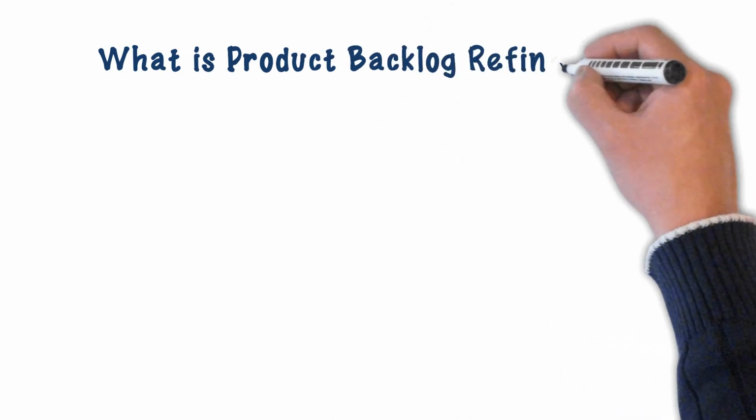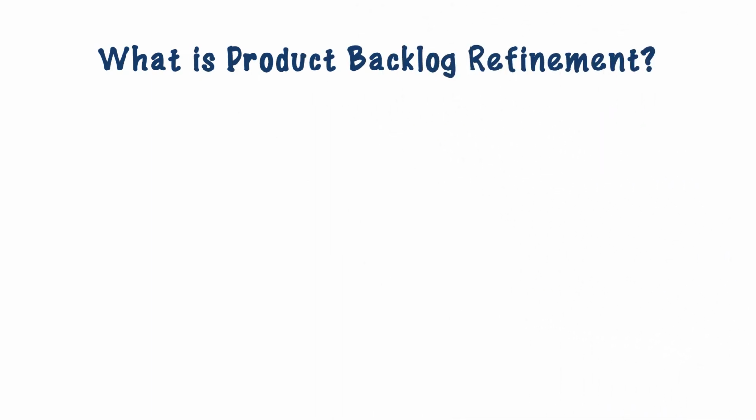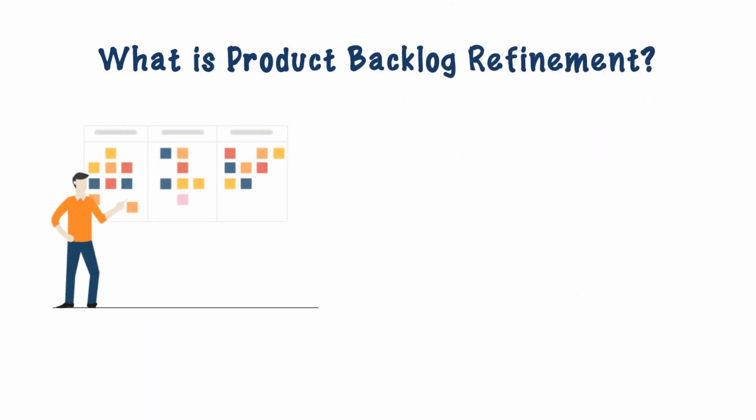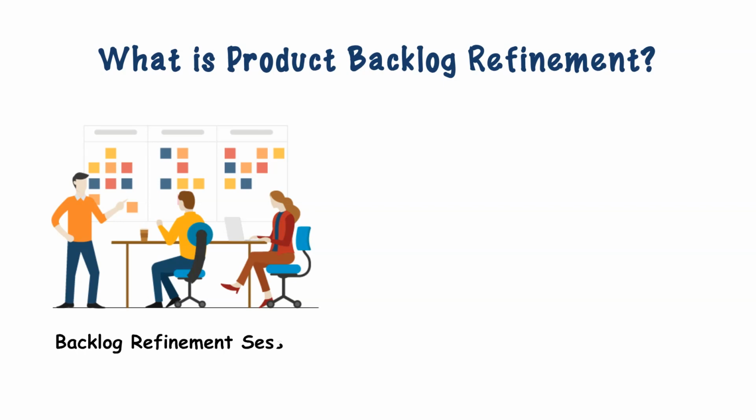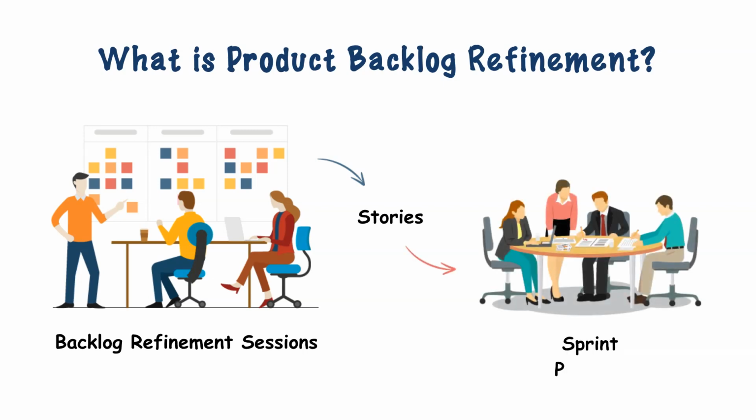What is product backlog refinement? An effective product owner continuously refines the product backlog with the help of developers to make it more reliable. These backlog refinement sessions are also famous as backlog grooming sessions. The primary objective of these refinement sessions is to prepare the stories and tasks to discuss in the sprint planning.